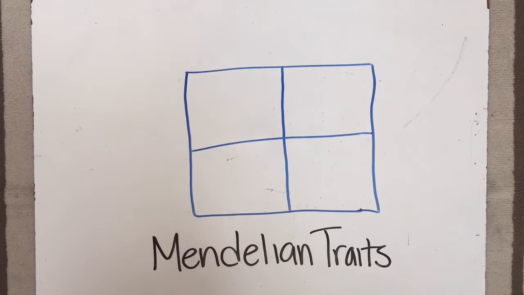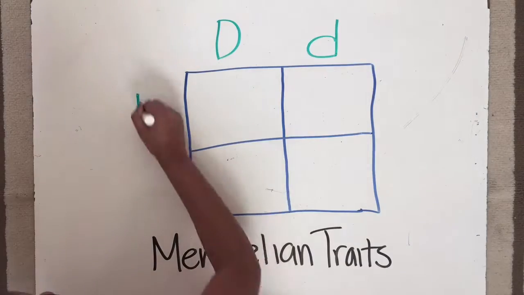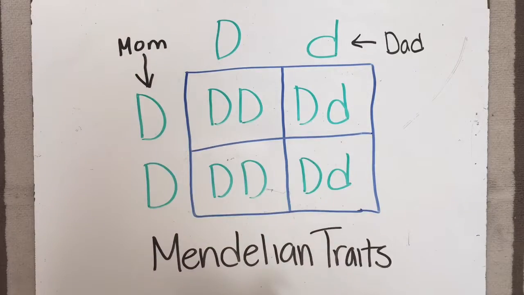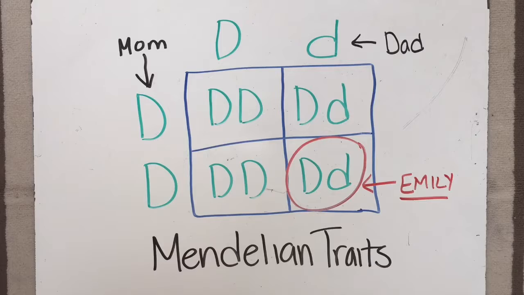The inheritance of these traits can be shown through Punnett squares like this one. Since cheek dimples are dominant, Emily's dad is heterozygous and her mom is homozygous dominant. Emily had a 25% chance of inheriting any one of these genotypes. But Emily inherited this genotype, making her heterozygous.